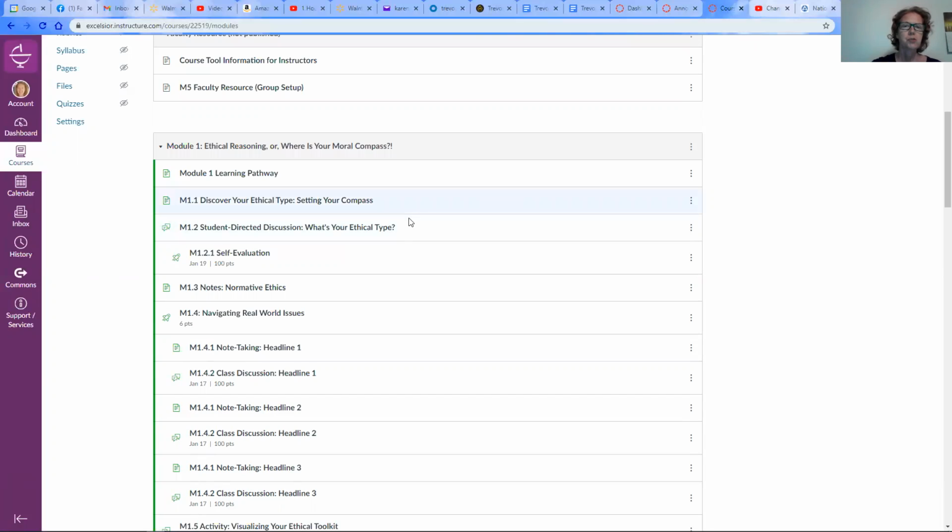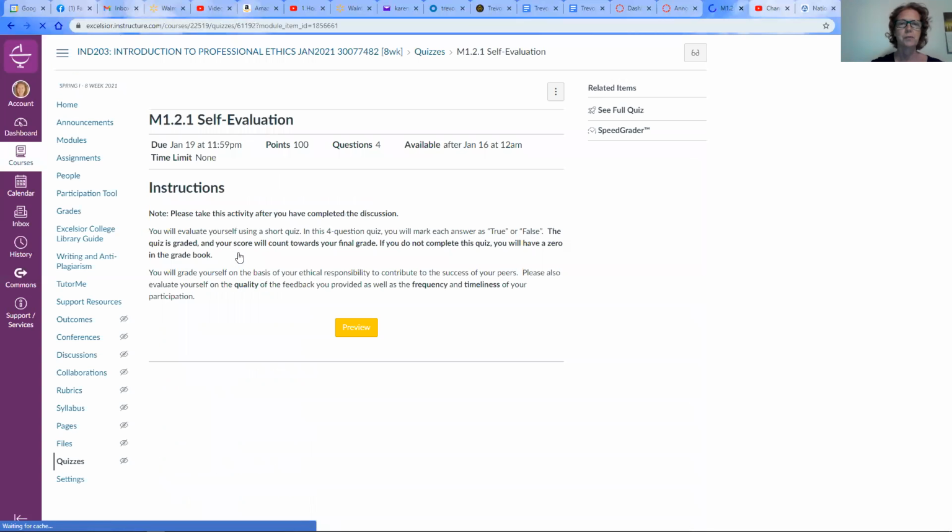For each of the modules, we'll have a student-directed discussion. What that means is that I really won't be jumping in to participate. This is going to be something that you do with your peers. Then you'll have a self-evaluation that you do after you participate in this discussion. The self-evaluation is a series of questions, and it won't be available to you until after you've posted your initial post and also responded to your peers.